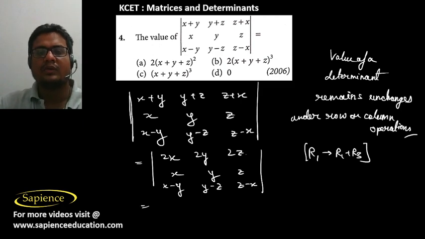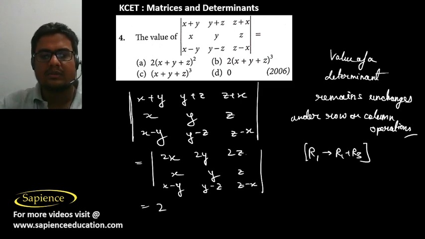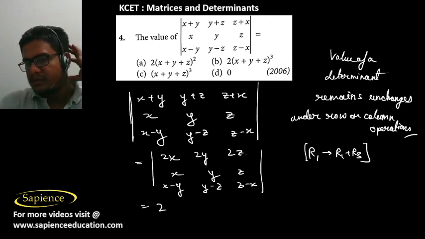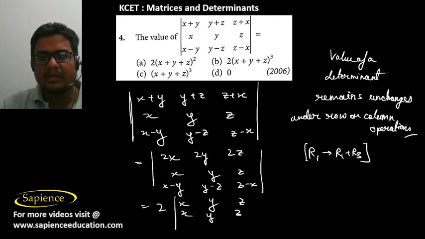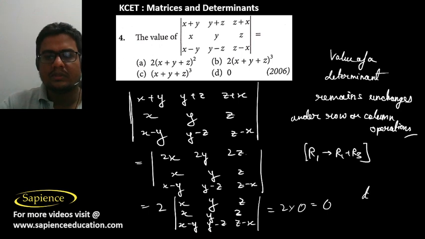Then from here 2 I can take outside as common. So if I take 2 from the first row, then the first row and the second row are identical. First row and second row are coming identical. That is why the value of this determinant will become 0. This 2 into 0, that is 0. So option D is the correct answer.